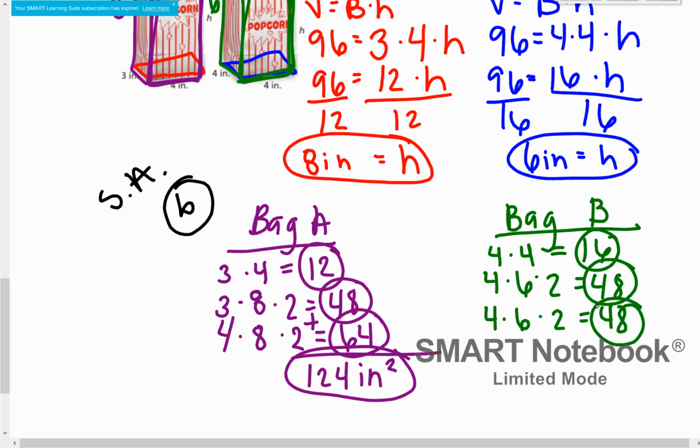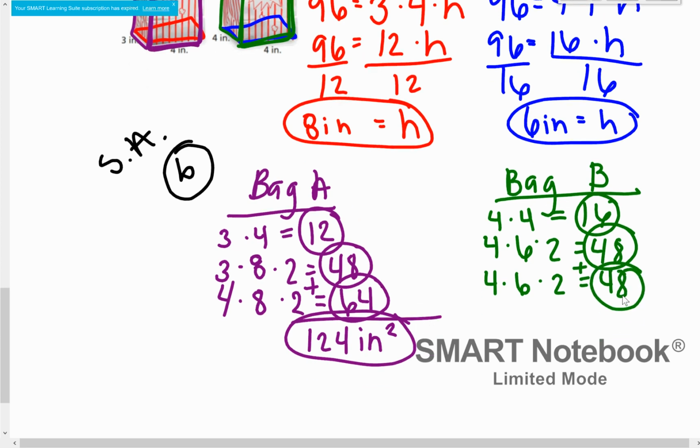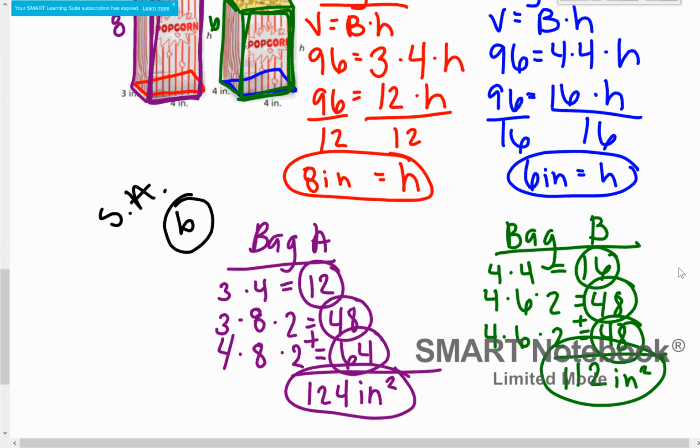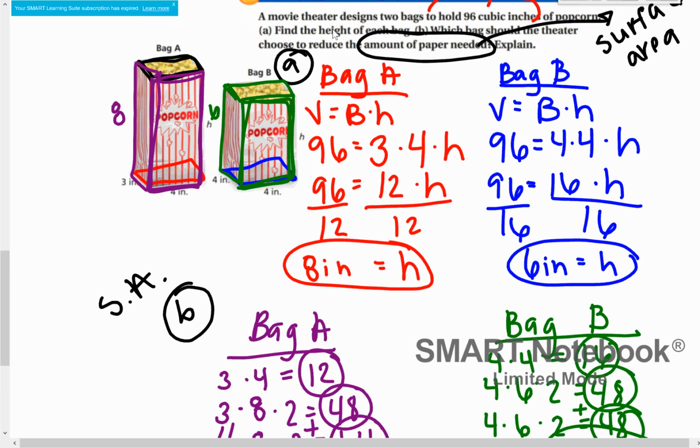Last step, to find that surface area, we are going to add those 3 numbers up, and we will get 112 inches squared because it's surface area. All right. However, we're not finished. We did not yet answer the question. The question asked, which bag should the theater choose to reduce the amount of paper needed? So we wanted the smaller surface area, and explain why.